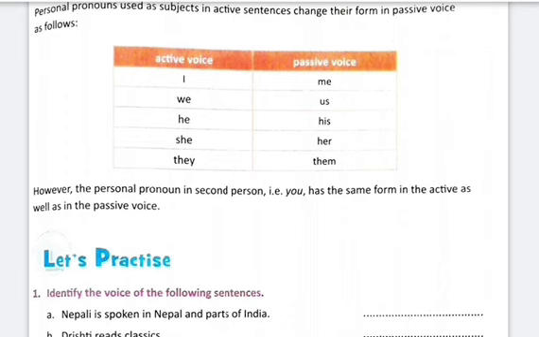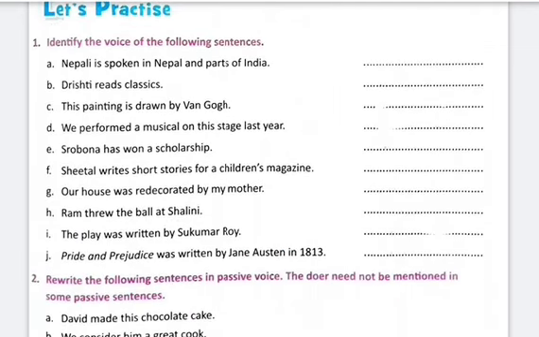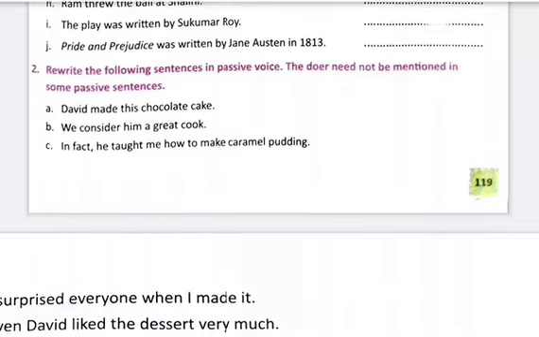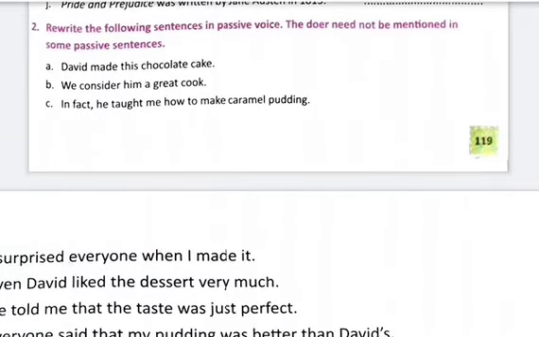Now come to question number 2. Rewrite the following sentences in passive voice. The doer need not be mentioned in some passive sentences. Let me discuss a few questions from here. Number A, David made this chocolate cake. Again we have to recall the sentence structure. David is the subject, made is the main verb or finite verb, this chocolate cake is the object. Okay, and here the sentence is in past tense.